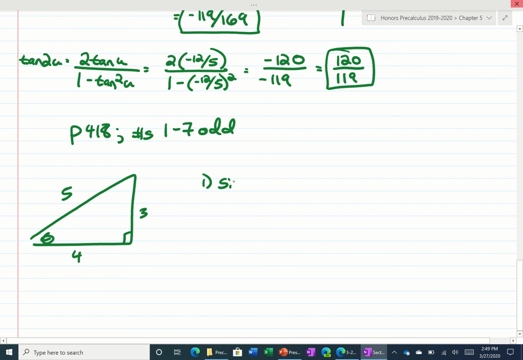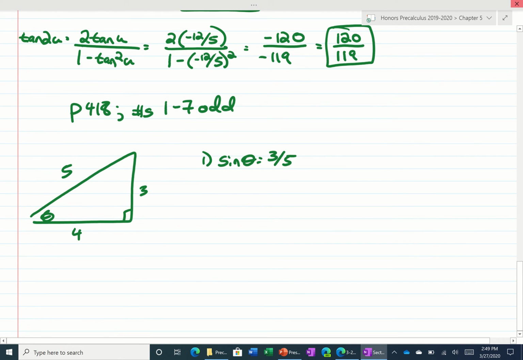So the first one was find the sine of theta. Well, that's 3/5. So we know number 7, the cosecant of 2 theta, what we could do is we could use 1 divided by the sine. So we'll do that later. I got a little excited. Sorry, guys. So for number 3, it asks us what's the cosine of 2 theta.